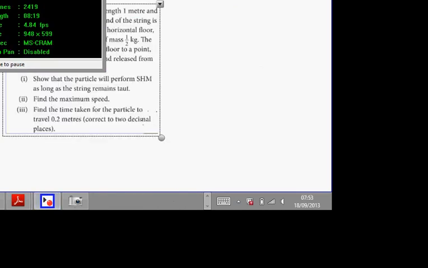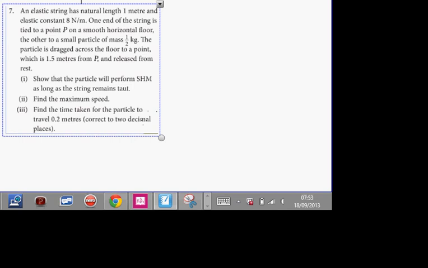And that's the end of that one. Okay guys, this question here. An elastic string has a natural length of 1 meter and an elastic constant of 8 newtons per meter. One end of the string is tied to a point P on a smooth horizontal floor, the other to a particle of mass a half a kilogram. The particle is dragged across the floor to a point which is 1.5 meters from P and released from rest. Show that the particle will perform simple harmonic motion as long as the string is taut.